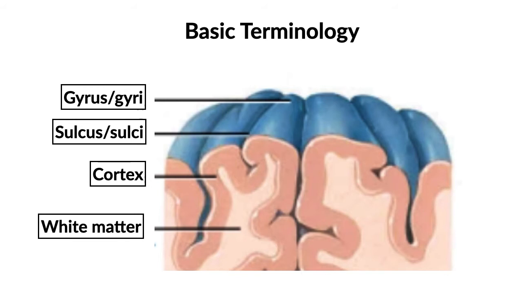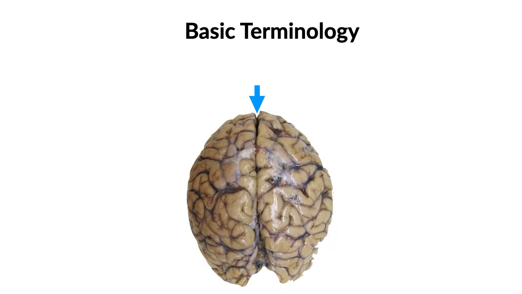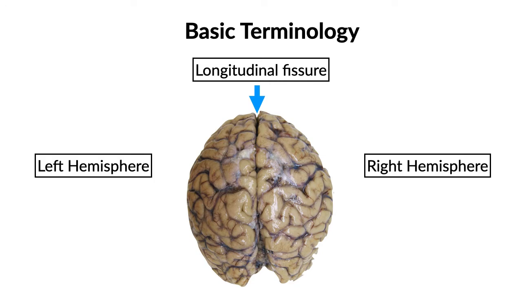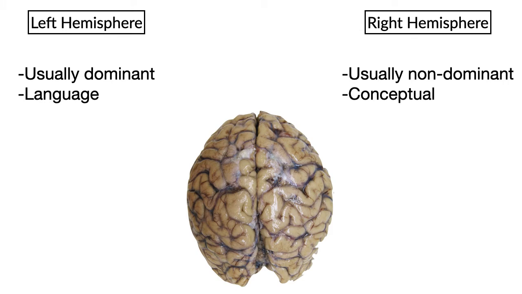So when we look at the brain as a whole, we're looking at it from a superior angle here, we're looking down on the brain. We have a division in the brain from front to back, and this is called the longitudinal fissure. This divides the brain into a left hemisphere and a right hemisphere. Now the left hemisphere is usually the dominant hemisphere in most people. It's usually the hemisphere that's strongly associated with language. Whereas the right hemisphere is more to do with conceptual ideas and things like creativity and art and music and song.